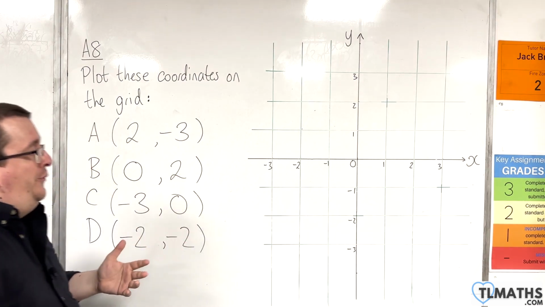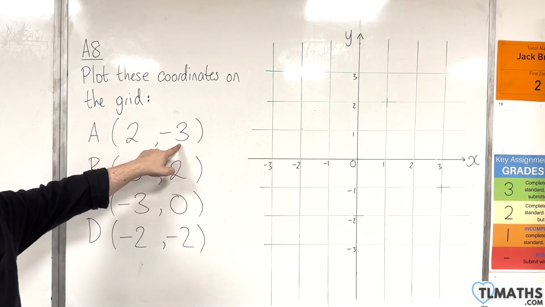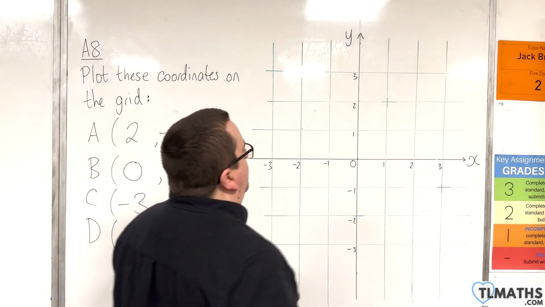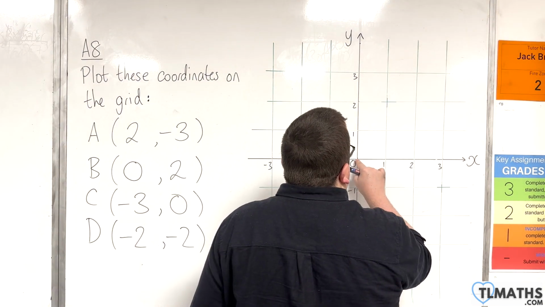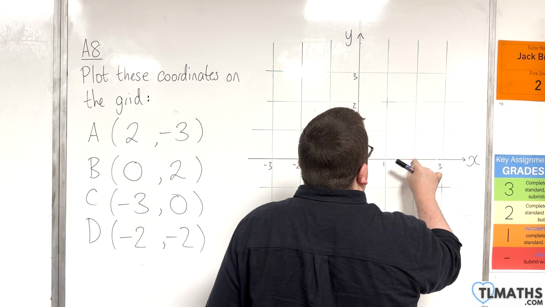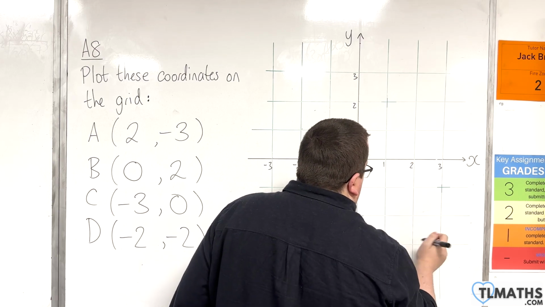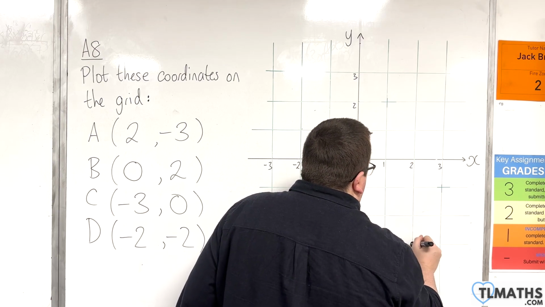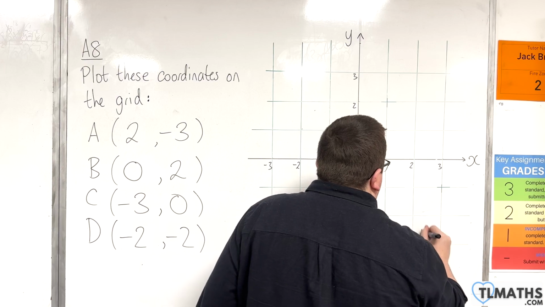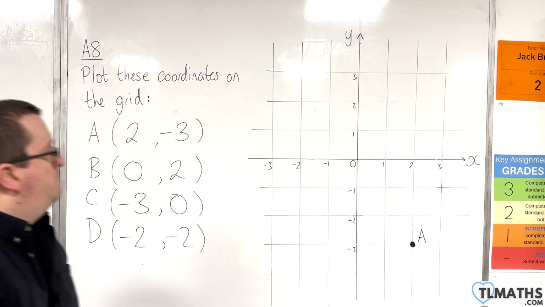You can also, of course, see it as going 2 along the corridor and 3 down the stairs from the origin. So from the origin, 2 along the corridor and then 3 down the stairs. And so it's this point here that I'm interested in. That is point A.